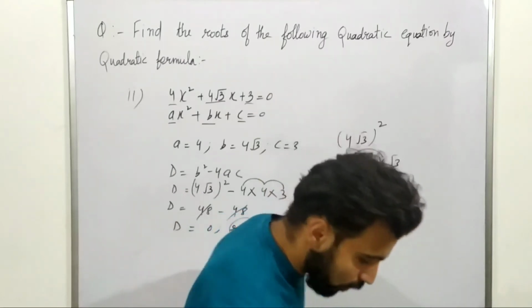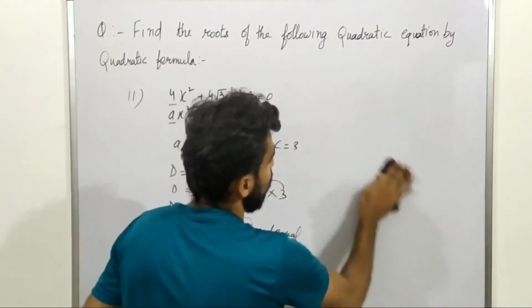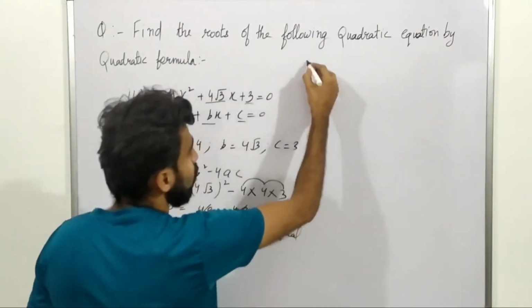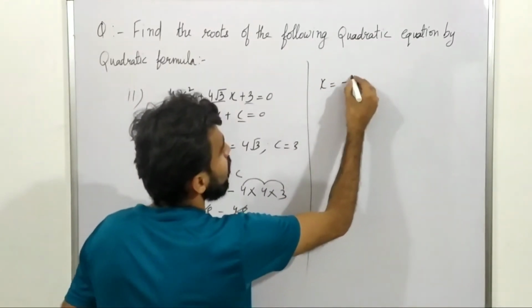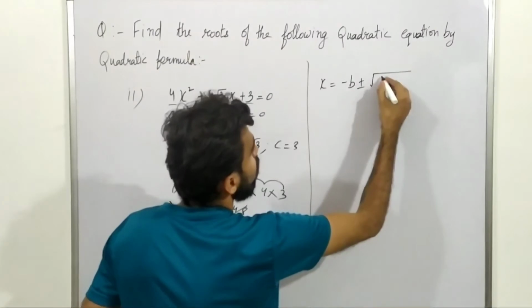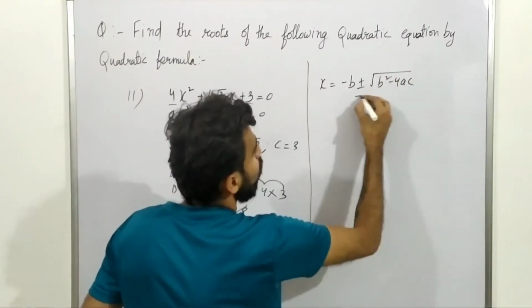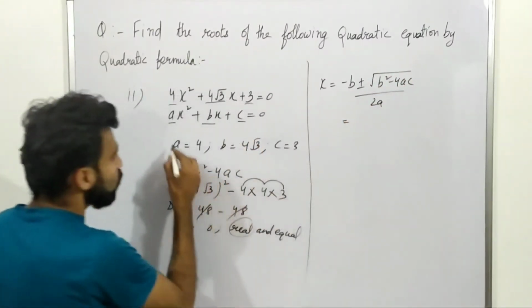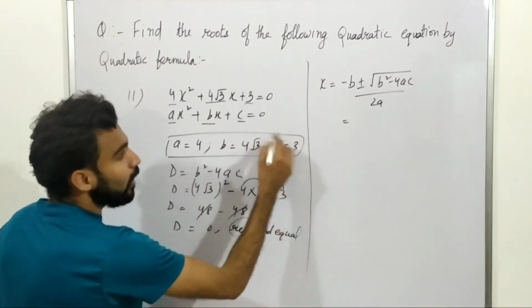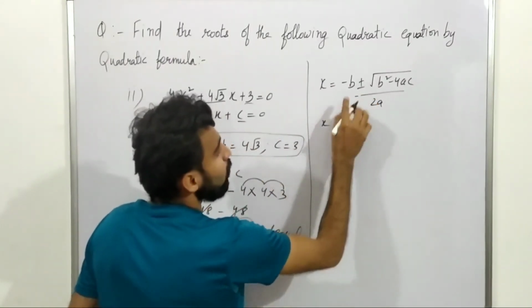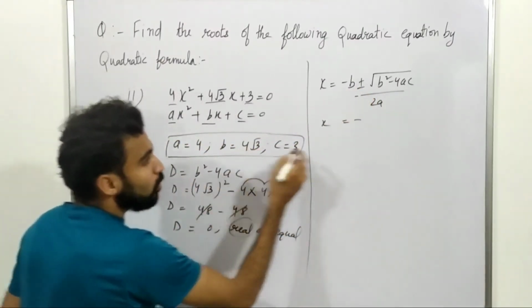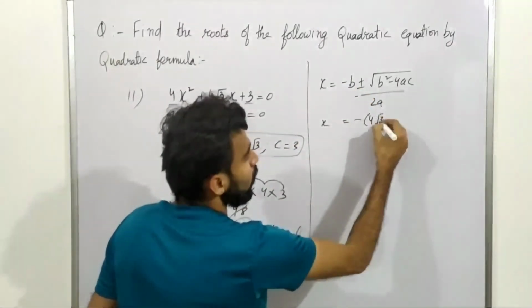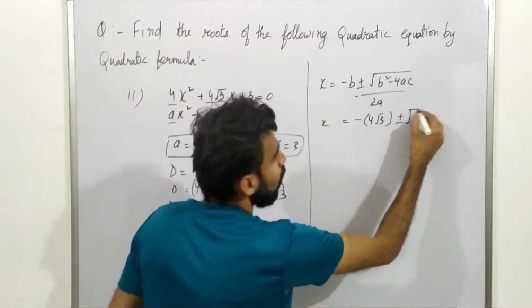So for that, first let me rub this. Now you all know the quadratic formula, and that is x equals minus b plus minus under root b square minus 4ac over 2a. Now I will substitute the values of a, b and c into this. So that will be minus b. Now this minus will be as it is, and at the place of b I will substitute 4 root 3. Further this plus minus under root.